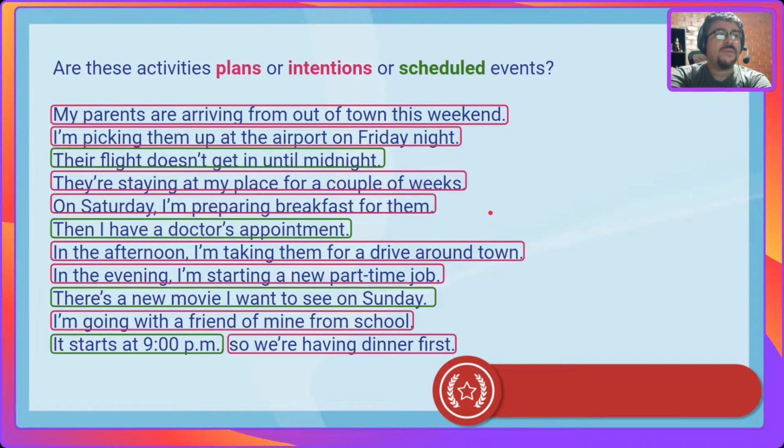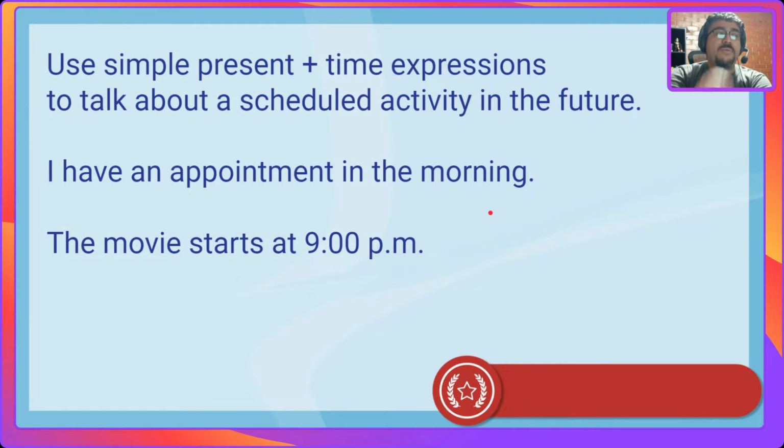Well, this is what we're going to talk about. When we use simple present and time expressions, we use it to talk about a scheduled activity in the future. I have an appointment in the morning. The movie starts at 9 p.m. If I only say the movie starts, it's something that is just happening. But if I add 9 p.m., it's a scheduled event. Yes?